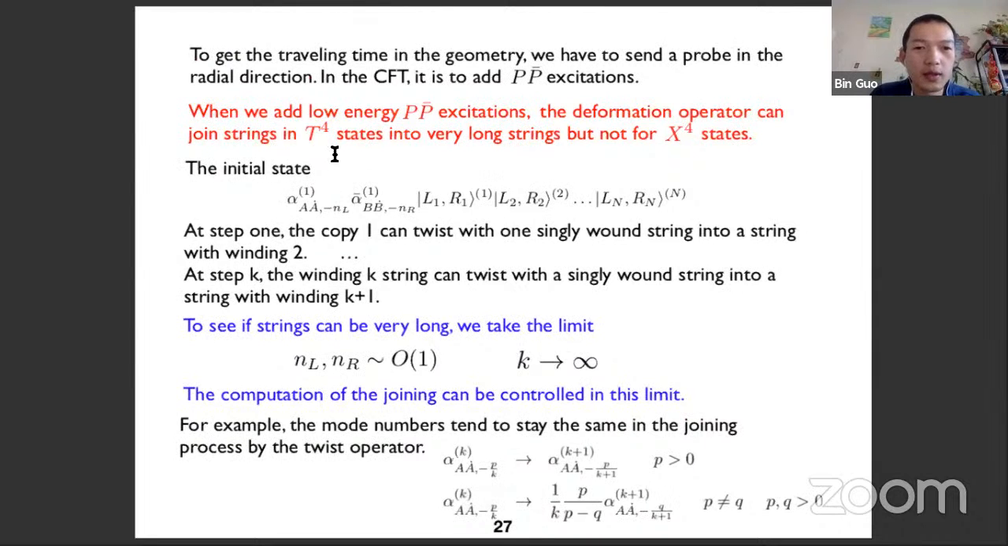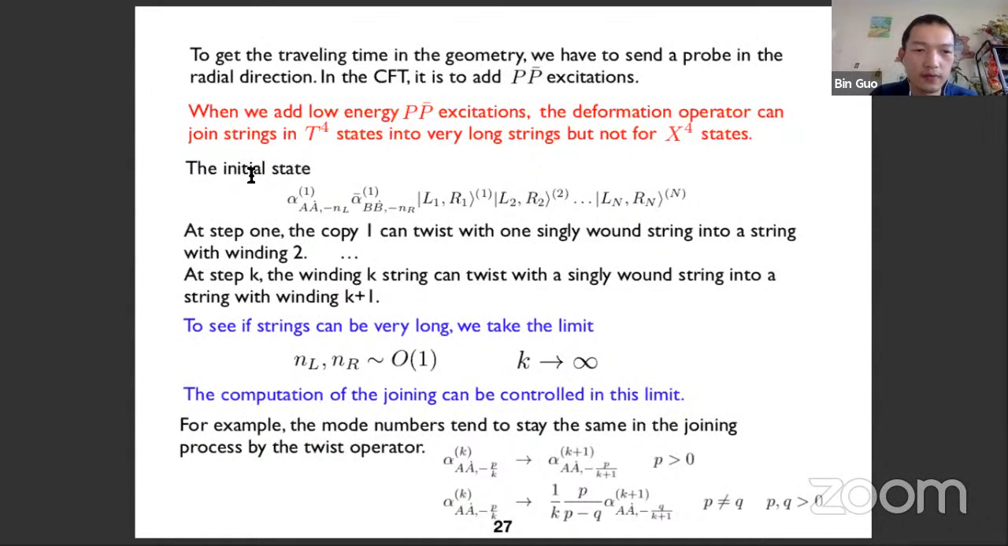To get the traveling time in the geometry, we have to send a probe in the radial direction. In the CFT, it is to add PP bar excitations. So we will explain in the following. When we add a low energy PP bar excitation, the deformation operator can join strings in the T4 states, but not strings for X4 states.